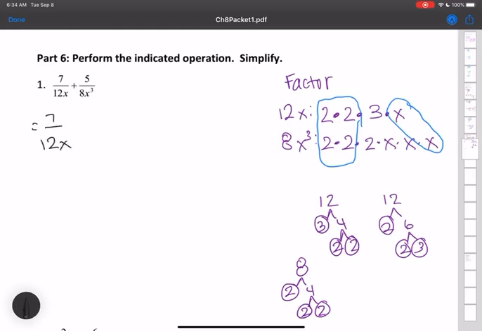So I'm going to put 7 over 12x times something. I don't know what that is quite yet. I'm just going to set it up for myself. 5 over 8x cubed.